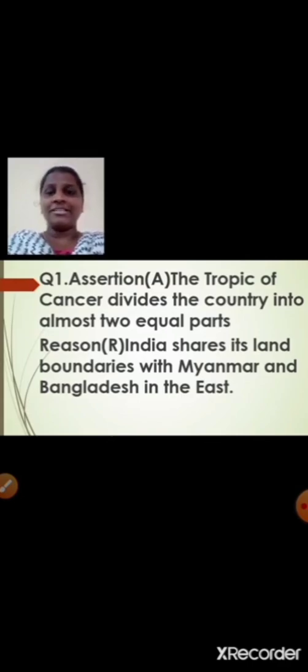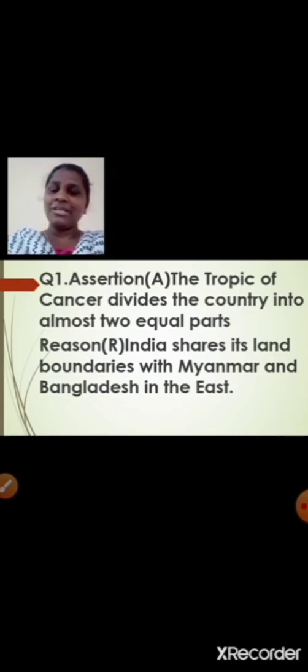Assertion. Assertion means positive statement. The Tropic of Cancer divides the country into almost 2 equal parts. Now just tell me, is this sentence correct one? Yes. Of course, the Tropic of Cancer divides the country into almost 2 equal parts. So assertion is right. Now let us read the reason. India shares its land boundaries with Myanmar and Bangladesh in the east. First tell me whether this statement is right. India shares its land boundaries with Myanmar and Bangladesh in the east. Yes, it is right. So assertion and reason both are right.